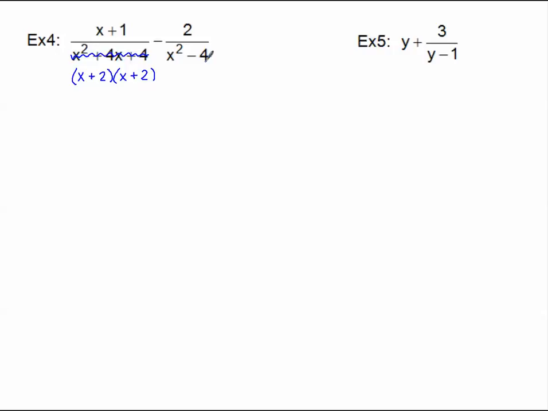The second denominator is x squared minus 4. I remember that. That's the difference of two perfect squares. That's going to be x plus 2 and x minus 2. So I can factor that, and I'm just going to scribble through that and have the factored form of that.